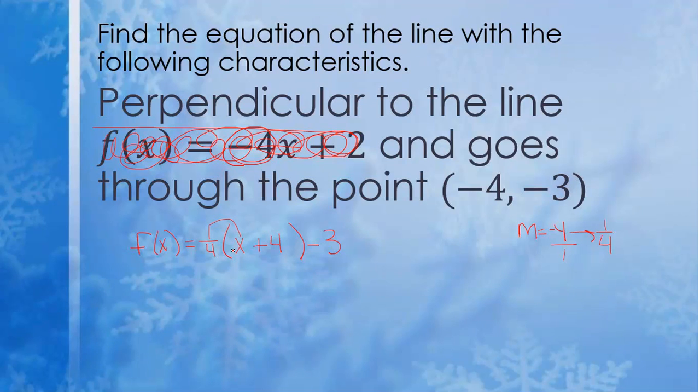So I'm going to have 1/4 times x and 1/4 times 4. Well, 1/4 times x is 1/4 x, right? 1/4 times 4 is 1. And then we still have that negative 3 hanging out in the back. Let's combine. 1 and negative 3 is a negative 2. So f of x equals 1/4 x minus 2. That's the equation of my line that's perpendicular to negative 4x plus 2, and it goes through the point negative 4, negative 3.